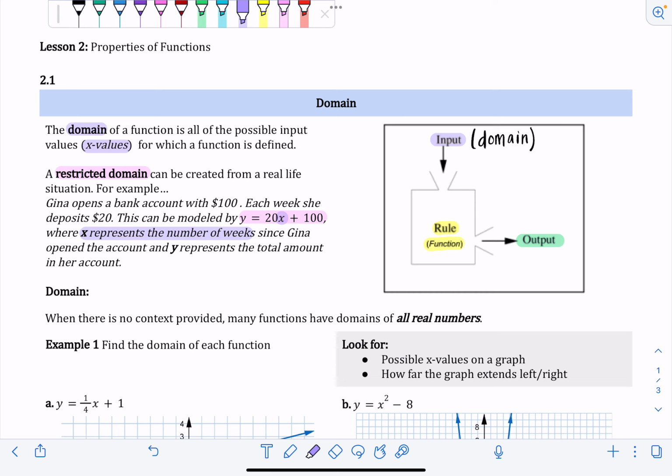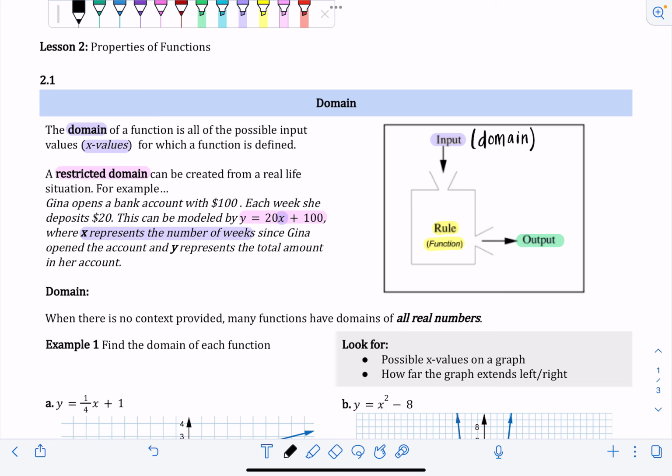So we want to think about, does it make sense for x to be any number? Like 1 week, 2 weeks, 3 weeks. Yeah, those definitely make sense, but can x represent a negative number? If x is supposed to be the number of weeks since Gina opened her account, we can't have a negative amount of weeks since she opened her account. That would be like time traveling backwards. So in this case, we can only have x values that are non-negative, meaning they would have to be either equal to 0 for that very start, or anything greater than 0.